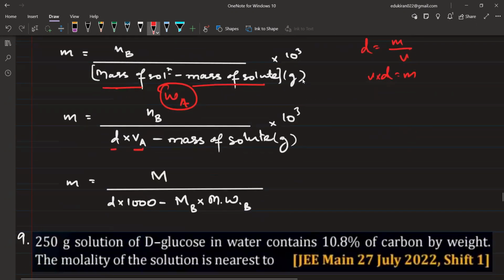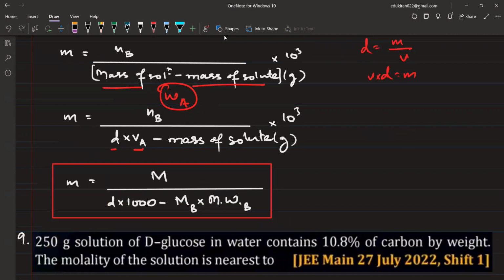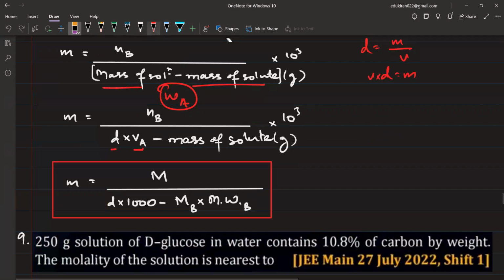Now, this is the relationship between molality and molarity. This is important. So now here we have molarity. Molarity is what?